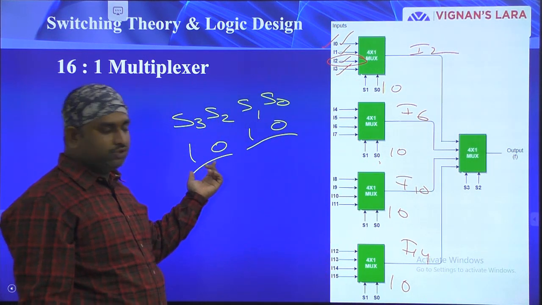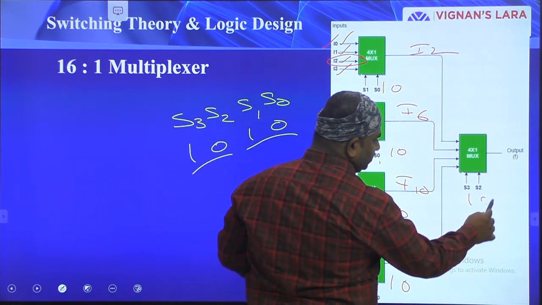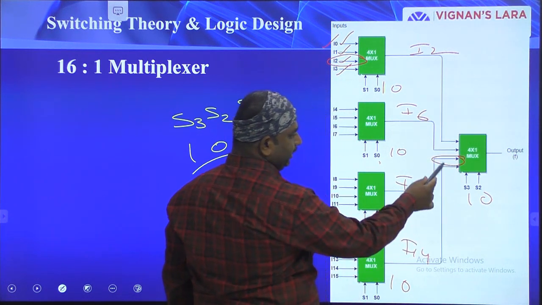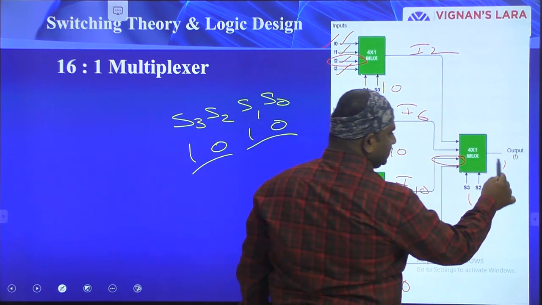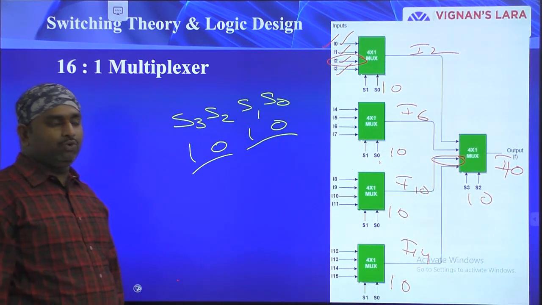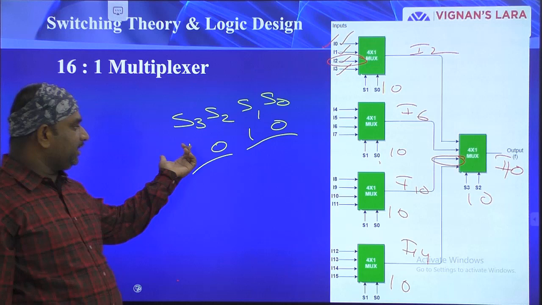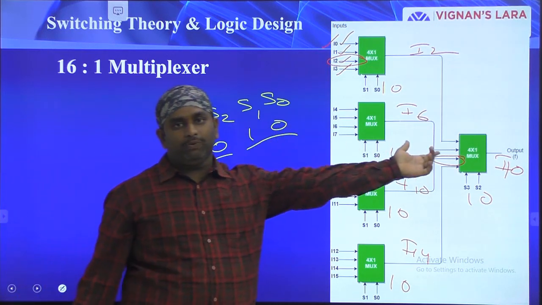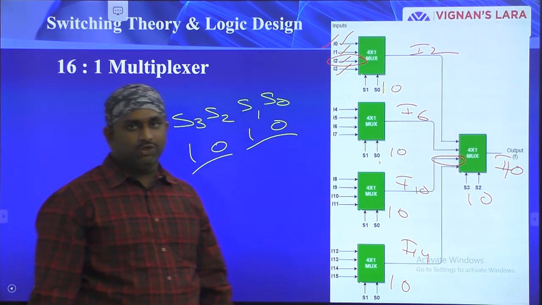For S3, S2 also I have given 1, 0. So it is also 1, 0. The third line is selected, and the third line is I10. This I10 comes to here. So the output is equal to I10. When I have selected the combination 1, 0, 1, 0, the output is equal to I10.